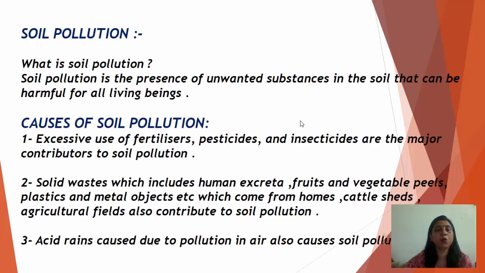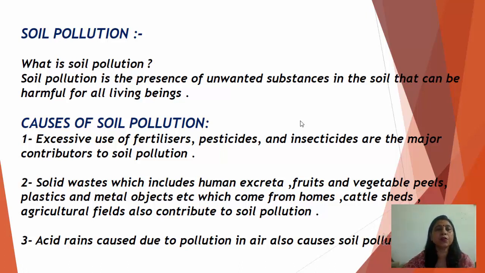Now soil pollution. What is soil pollution? Pollution means anything unwanted which is present in any place. Here it is soil pollution, so that unwanted thing is present in the soil. The soil pollution is the presence of unwanted substances in the soil that can be harmful for all living beings.